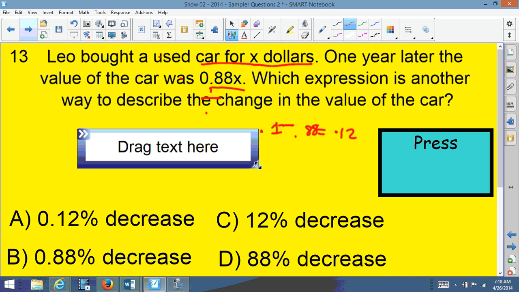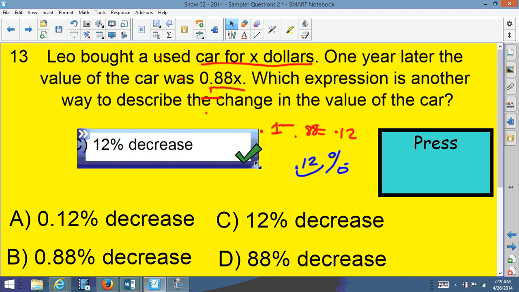Now we have choices here. It was decreased by, let's see, I see C and I see A. Now A is 0.12%. Now if I remember how to change a decimal to a percent, 0.12, all I have to do is move this decimal point over 2 places to the right, add a percent sign, and that would give me a percentage. So my answer would be C, 12%. So let's get C and drag it into our box, and that is our answer. So C would be correct.